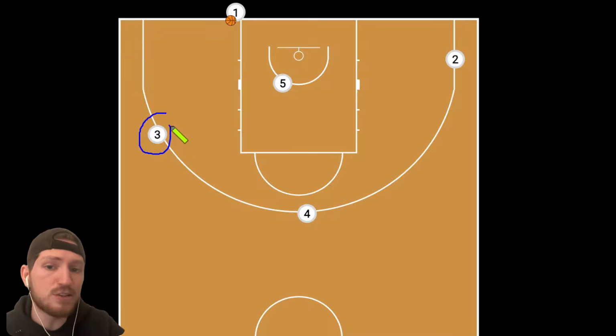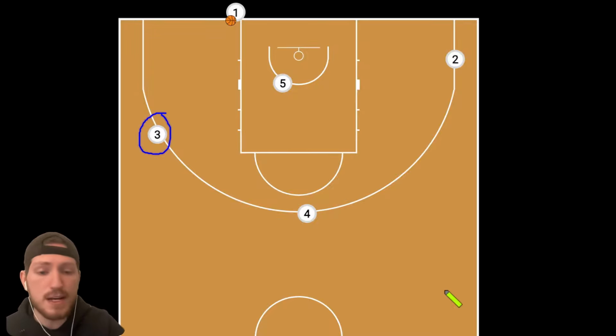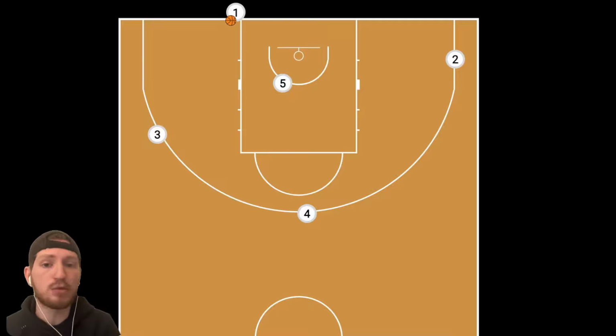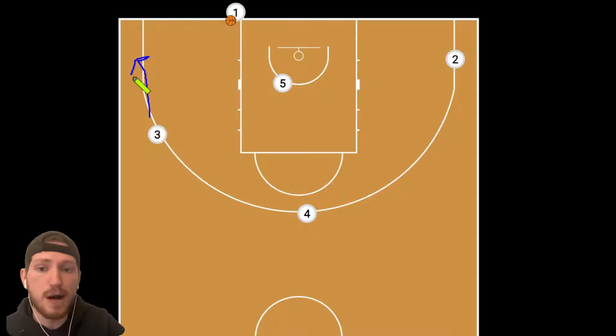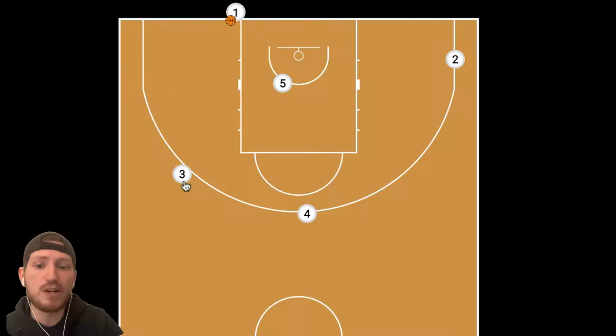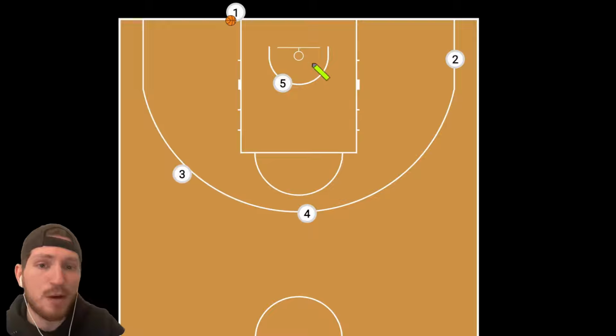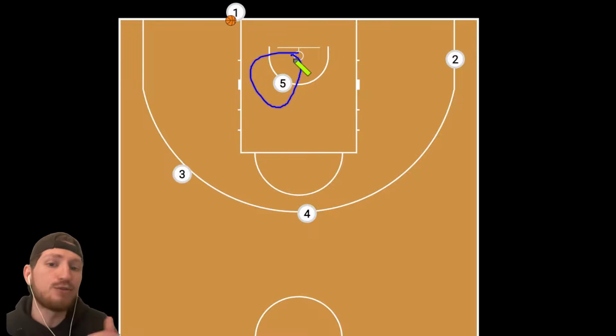And what number 3 is going to do is they're going to pop. They're not even going to roll on this one, right? We want number 3 to be a smaller guard, maybe someone who can shoot the three-point shot, and they're going to pop. If they see an opportunity to pop over here, maybe they can get an open shot that way. It depends, right? You can kind of read and react to that one. But our main layup right here is for number 5.